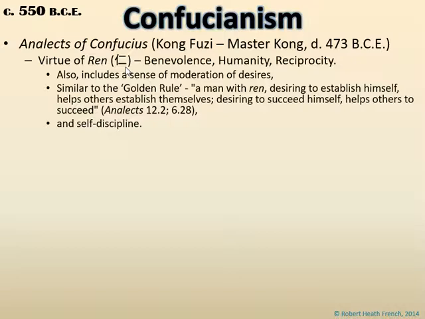Therefore, the Golden Rule, or "do unto others as you would have them do unto you," is not unique to any one religion, but probably the single most well-known and widely dispersed ethical principle in human history.